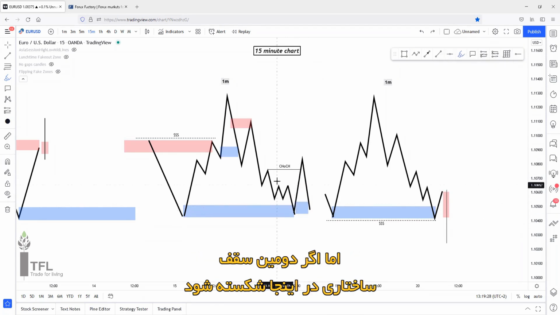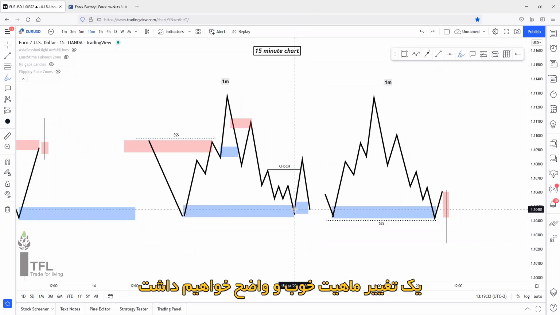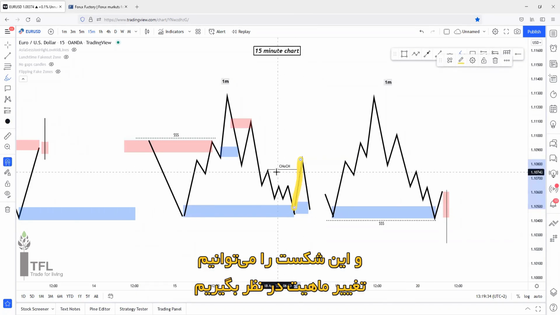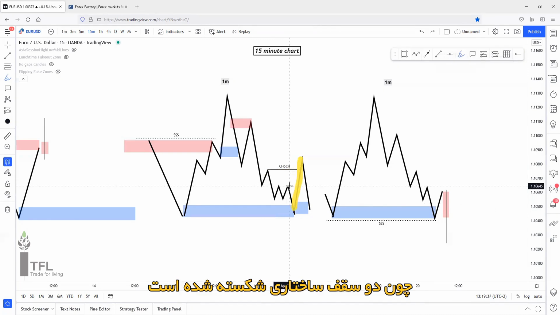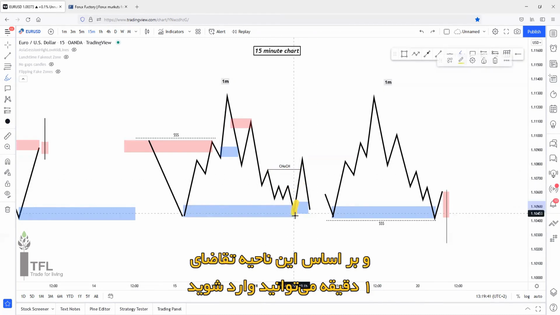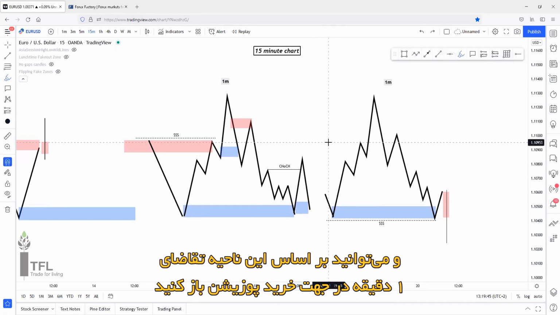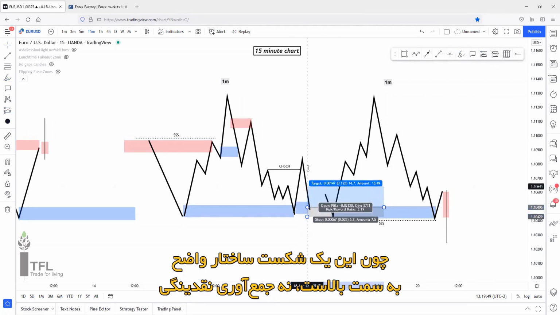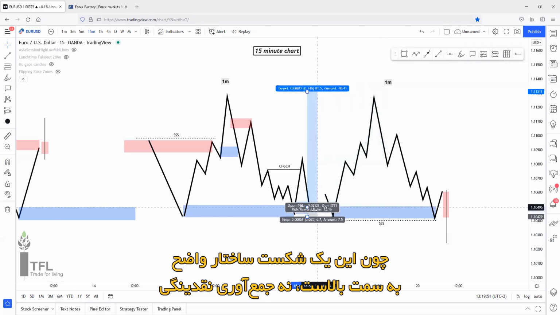But if it breaks above the second structural high point right here, that will be a loud and clear change of character, and we'll be able to consider this break as a change of character because it broke several structural high points, right? And you'll be able to enter in position based on this 1-minute demand zone, and you'll be able to execute a long trade to the upside based on this 1-minute demand zone because this is a clear change of character to the upside and not just a liquidity sweeping movement. Does it make sense?